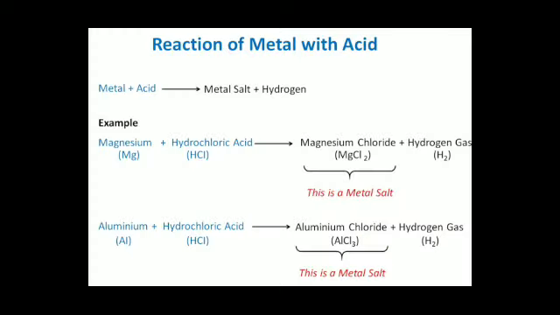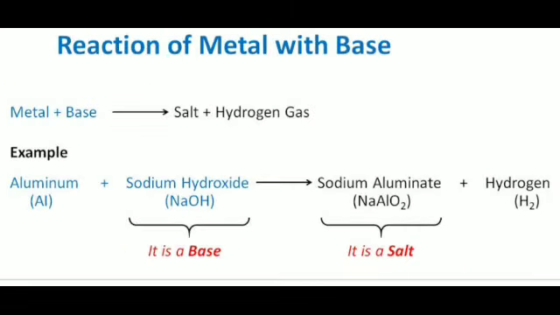So in this video we learn that when metal reacts with acid, it forms metal salt and hydrogen gas. Similarly, some bases, if they react with metal, produce salt and hydrogen gas.